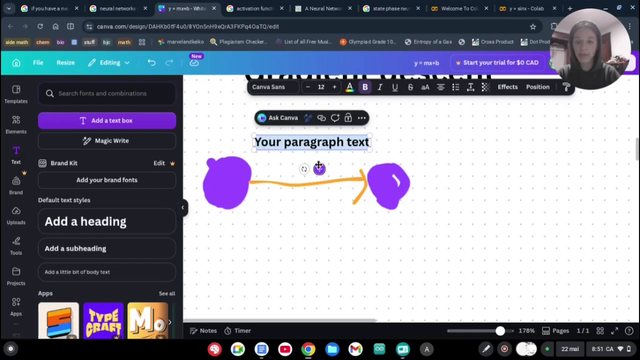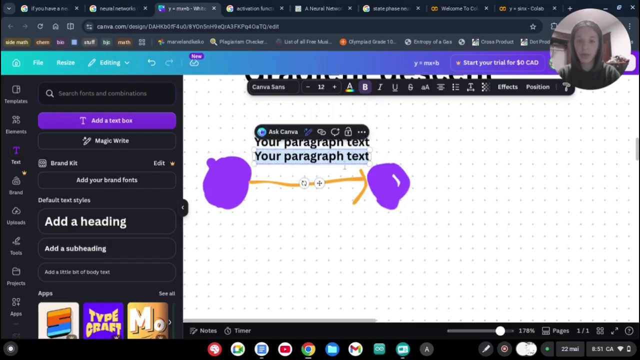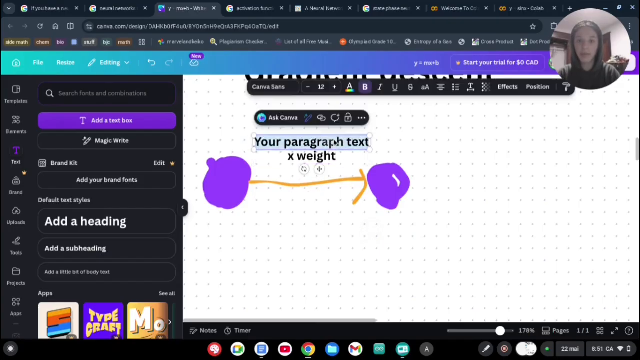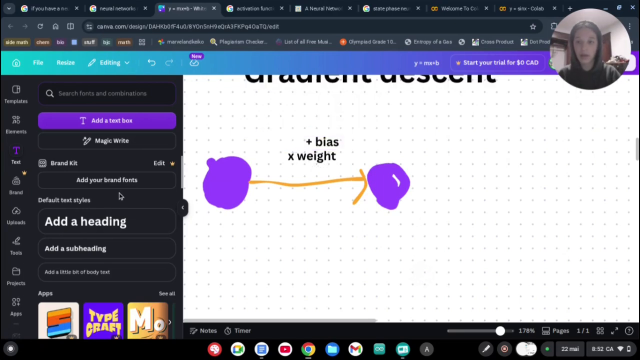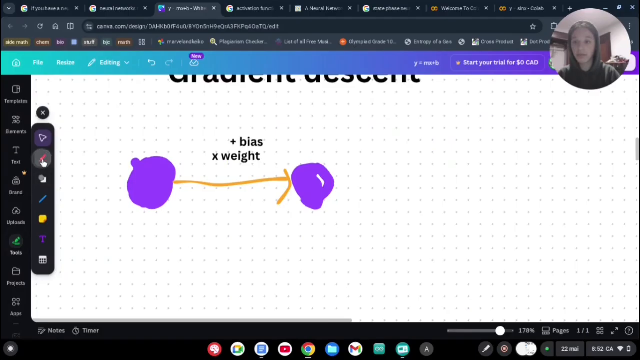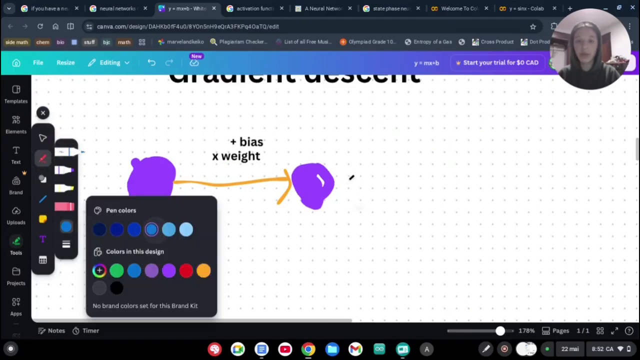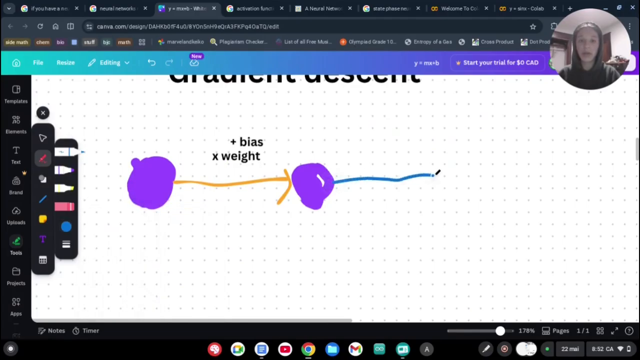Times weight, what? Times weight plus bias. And then we have an activation function. Let's choose a different color. Let's go blue. Activation function.